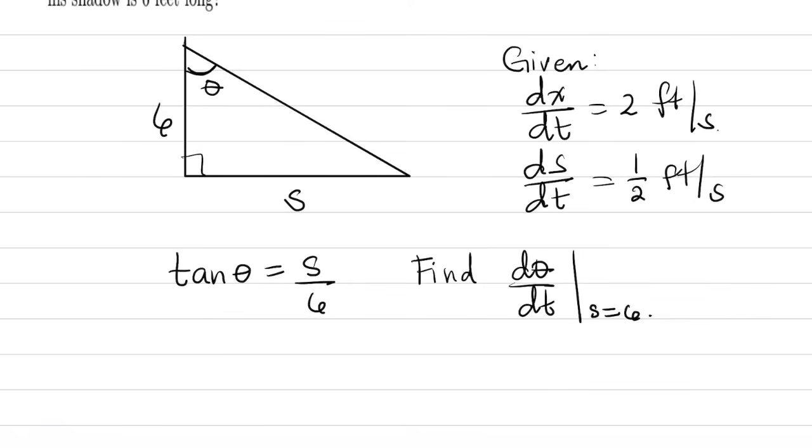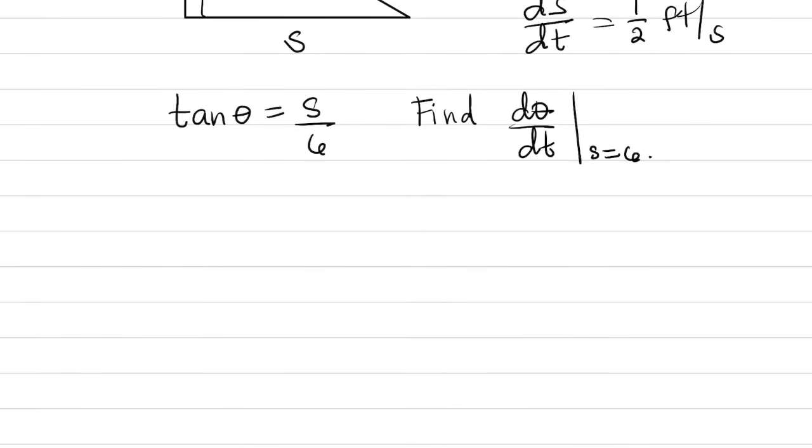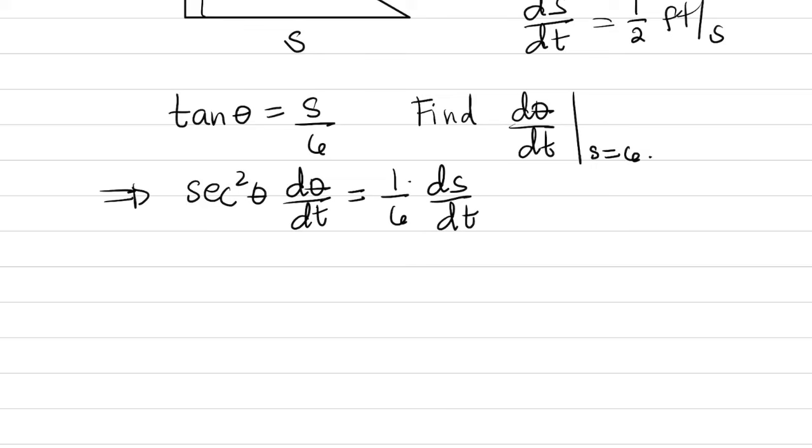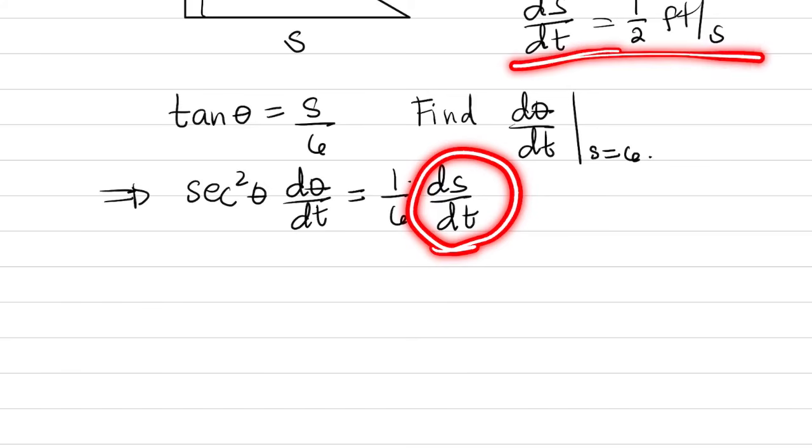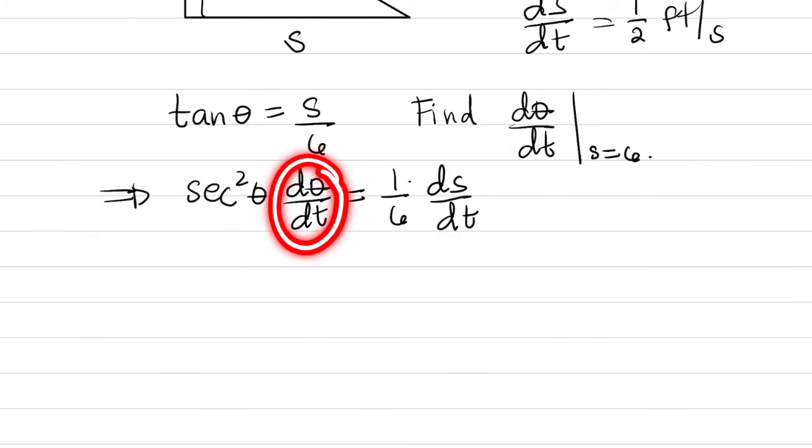Okay, so let's now compute. But take note here, what is the derivative of tangent theta? The derivative of tangent theta is secant squared theta, times d theta over dt. This is equal to, what is the derivative of s? That is 1 over 6 ds over dt. Okay, let's see what we have so far. We have ds over dt, this one, 1/2. We want to find d theta over dt.